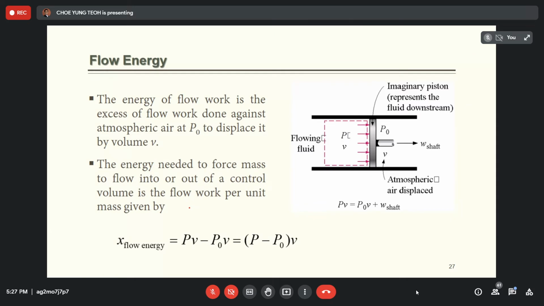The reason is simple. When you have the piston, you definitely will not have flow, because the piston blocks the flow. But the piston has to work against the surrounding atmospheric pressure. So that means when you have a flow system, you have to consider the flow energy. When you have a closed system, you have to consider the work done to the surrounding.